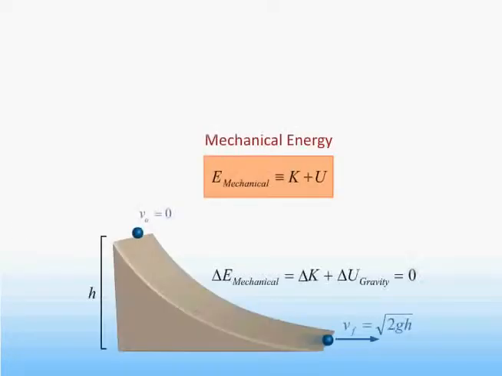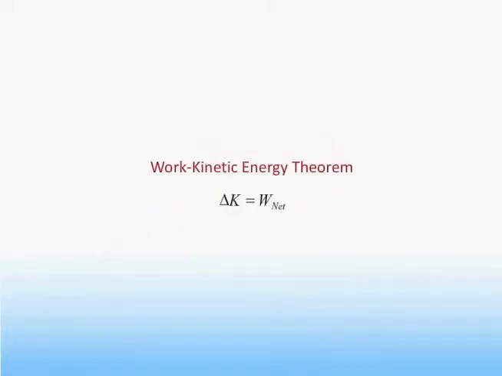In the last slide, we discussed an example in which an object's total mechanical energy, the sum of its kinetic energy and potential energy, was constant throughout its motion. We'll now examine the work kinetic energy theorem to determine when mechanical energy is conserved. The work kinetic energy theorem was derived from Newton's second law and states that the change in an object's kinetic energy is equal to the work done by the net force on that object.